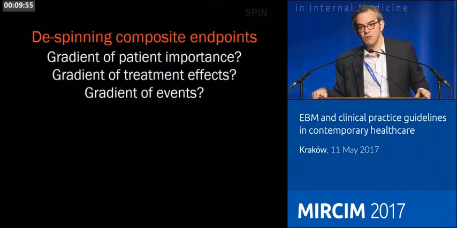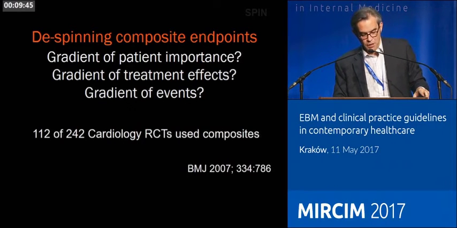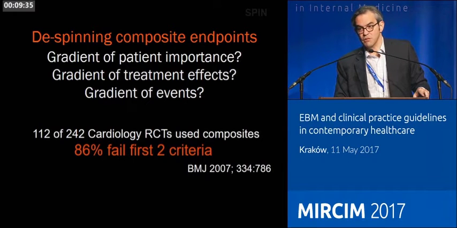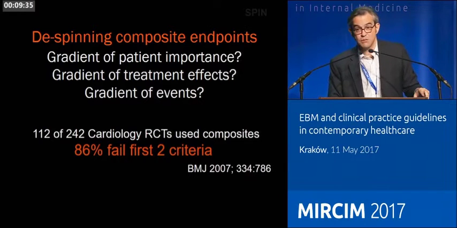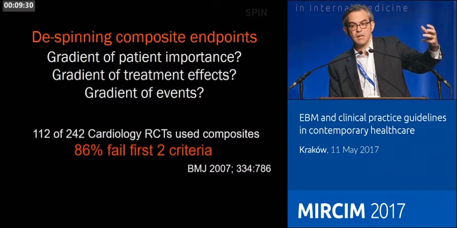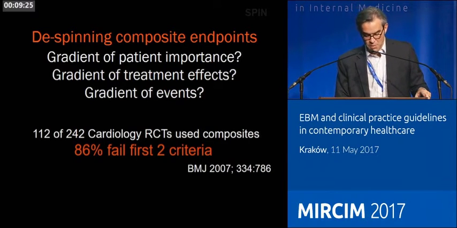Small differences, where one of them, photocoagulation, captures the majority of the effect. And so when we looked at randomized trials in cardiology, we noticed that composite endpoints were used very frequently as the primary endpoint in these trials, and almost 90% of these failed the first two criteria. There's too much of a gradient in patient importance and too much of a gradient in treatment effects between the components to actually buy the composite as a good representation of the effect of therapy on the patients participating in the trial.